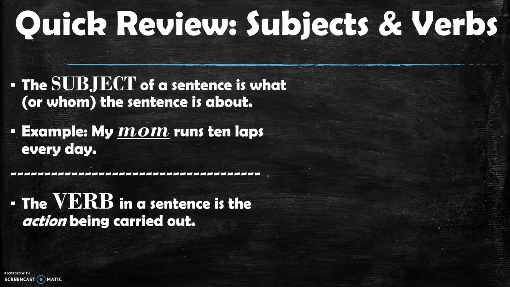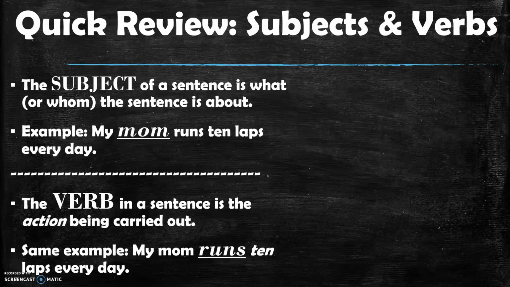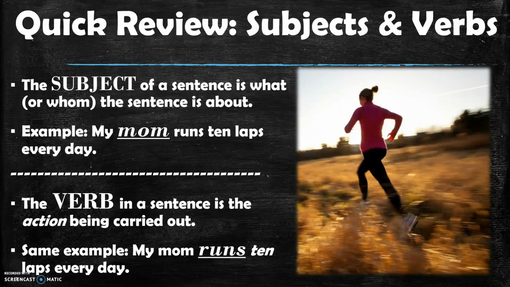The verb in a sentence is an action being carried out. So in this case, my mom runs 10 laps every day. It's my mom carrying out the action. Runs is the verb. That's the action actually being done. And that's not my mom, but you get the picture.